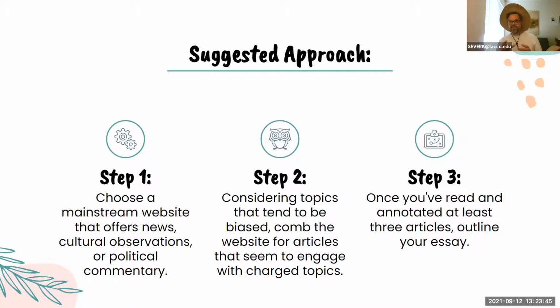All right. Step two, think about topics that are biased, like immigration, politics, race, the environment, guns, and start looking at the website with an eye for those topics, because those are where you're going to find the most bias. And then finally, once you've explored the website for a while, I would suggest reading at least 3 articles.